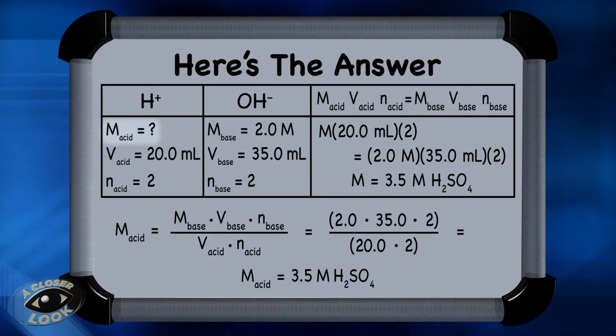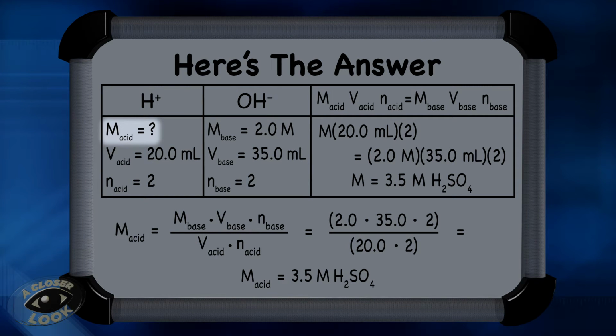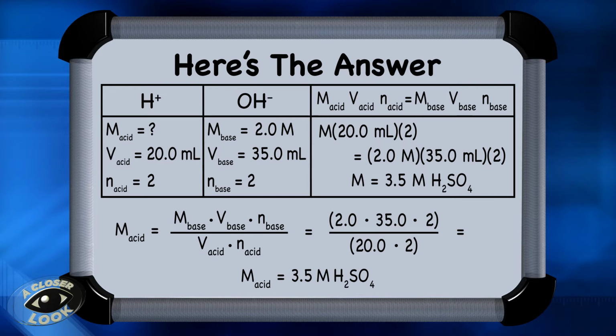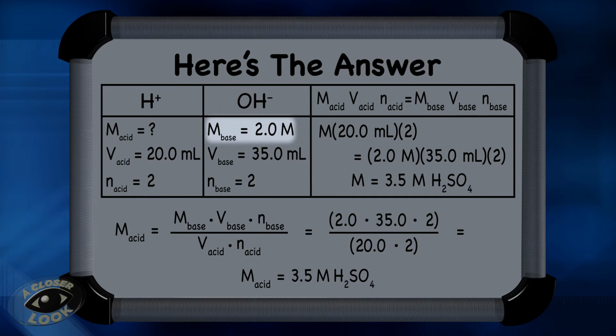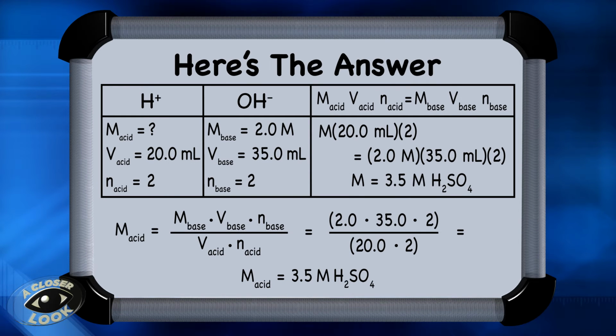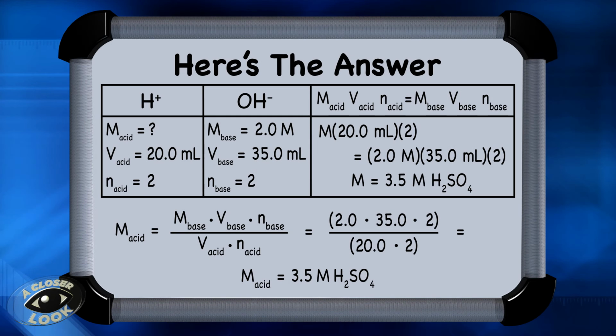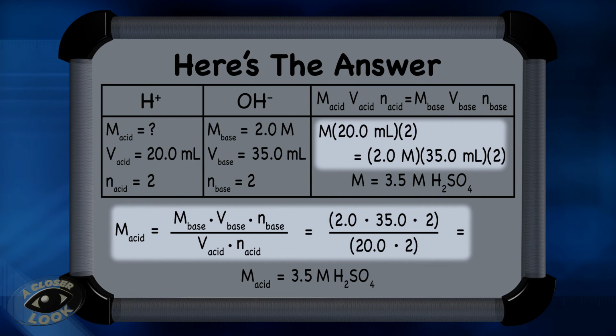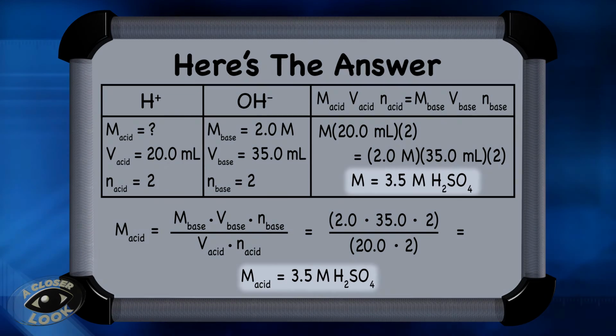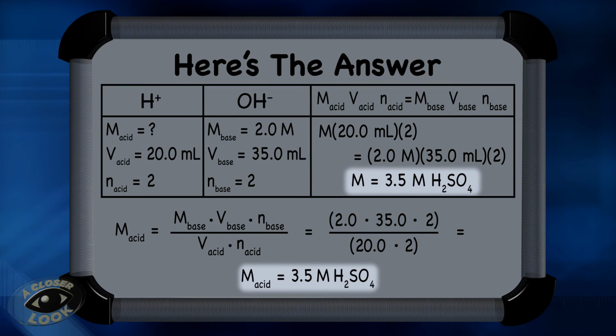Again, we were trying to solve for the molarity of the sulfuric acid, so that was our unknown. For the base, or the hydroxide, we knew the molarity of the base was 2.0 molar. We knew that 35.0 milliliters was required in terms of the volume of the base. For N, we chose 2 because in calcium hydroxide, there are 2 hydroxides in the formula. So when we took all of those values and plugged them into our titration equation, that's how we found that the molarity was 3.5 molar for the sulfuric acid.